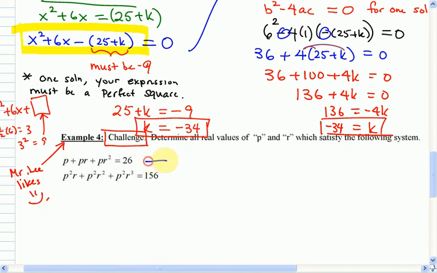My favorite F word: let's factor. Can you factor anything from the first equation? Let's call this number 1. P times (1 plus r squared) equals 26. Can you do anything with the second equation, which I'll write in green? We can factor out p squared r, and then they get the same 1 plus r squared.